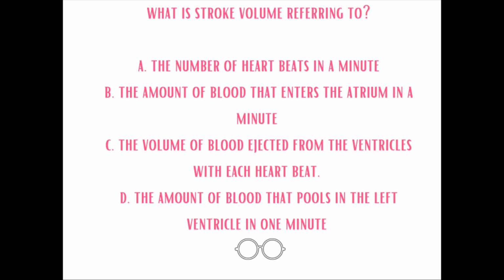What is stroke volume referring to? A, the number of heartbeats in a minute. B, the amount of blood that enters the atrium in a minute. C, the volume of blood ejected from the ventricles with each heartbeat. Or D, the amount of blood that pulls in the left ventricle in 1 minute.